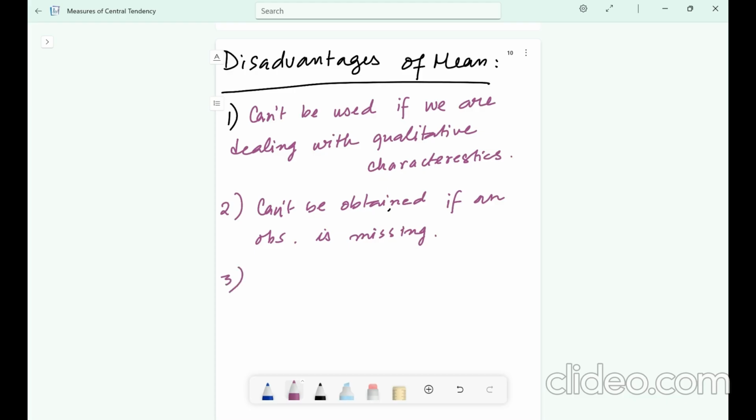Number three, it is important. AM is affected by extreme values, that is outliers. Affected by extreme values, which also means outliers. So in case of outliers, AM gives a distorted picture of the distribution, basically.